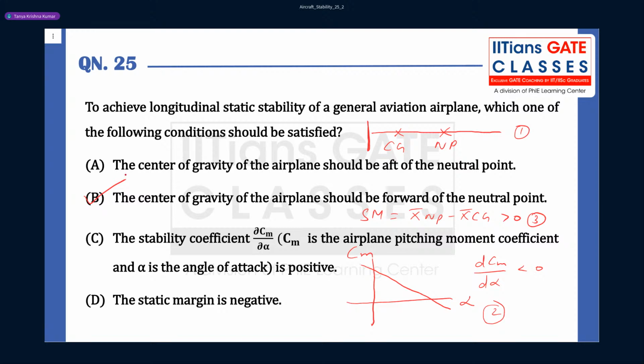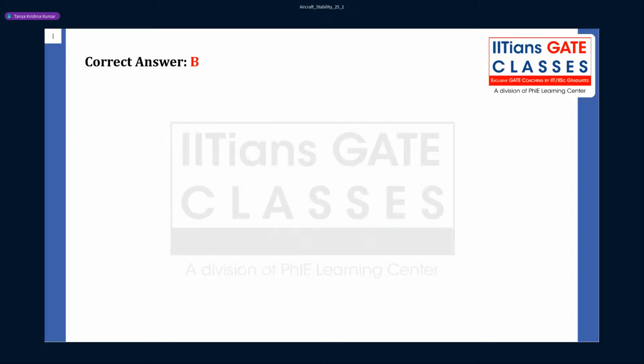The stability coefficient dCm upon d alpha is positive. No, it's not true. It should be negative. Static margin is negative. Again, untrue. Static margin for a stable aircraft is positive. So the only correct option is B. Okay, let's go to the next question.